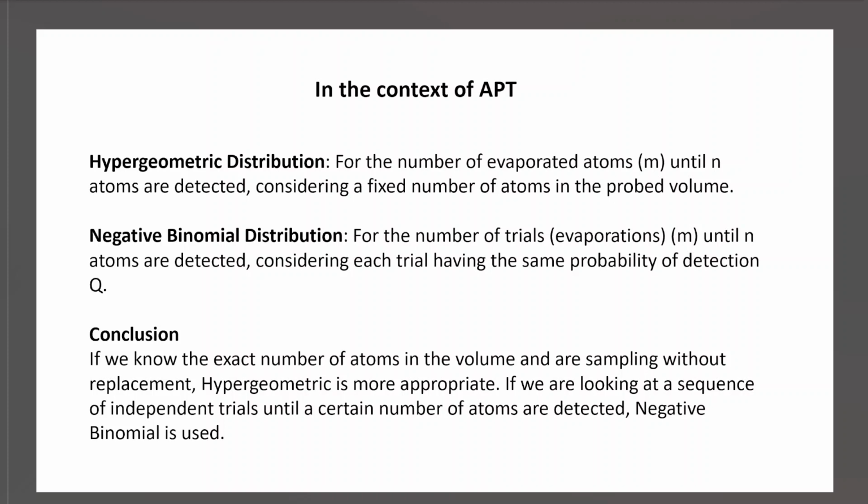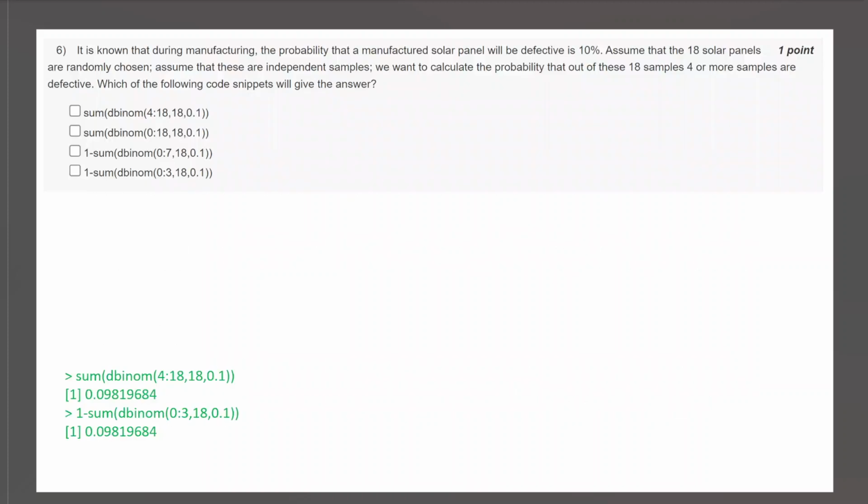So, sorry, the negative binomial distribution is used in the case of a detector where the detector efficiency is constant, which means that the probability of getting detected, n by m, is constant. We use it when the number of atoms being detected out of m evaporated atoms is given by the negative binomial distribution. So with this, we will go to the sixth question.